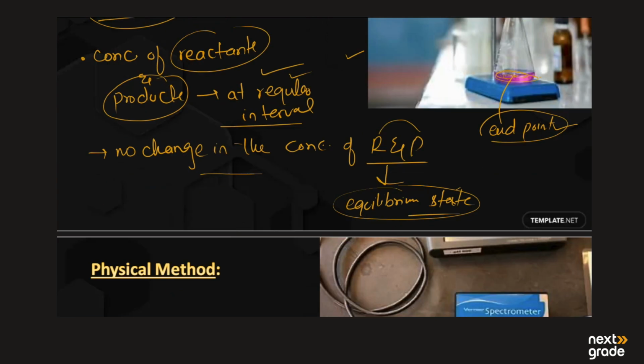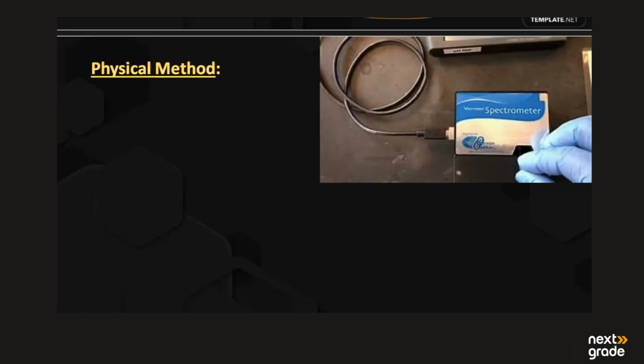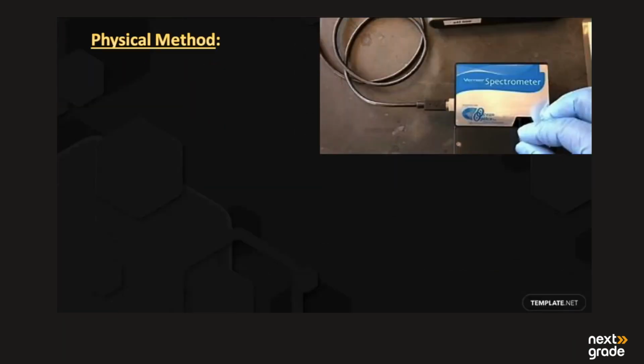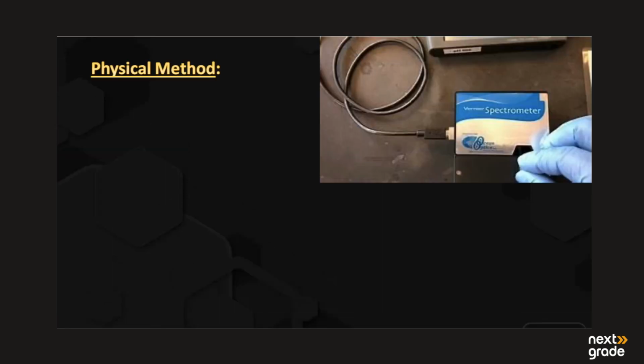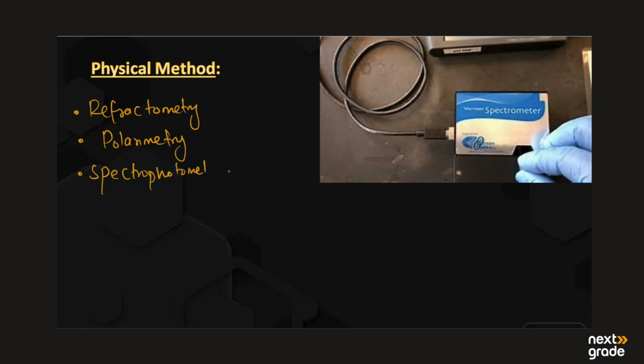Next, we have the second method. This method is known as the physical method, and the physical method is basically of three types. The first one is refractometry, the second one is polarimetry, and the third one is spectrophotometry. Yes, we can say spectrometry.